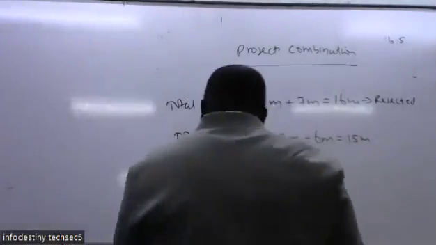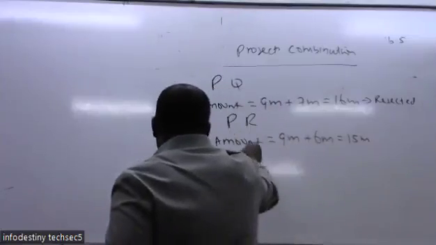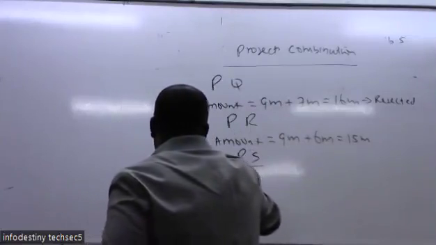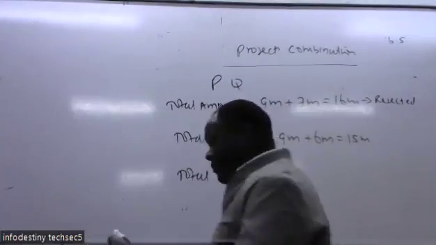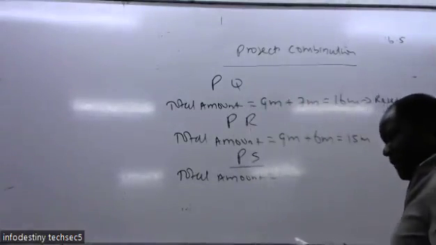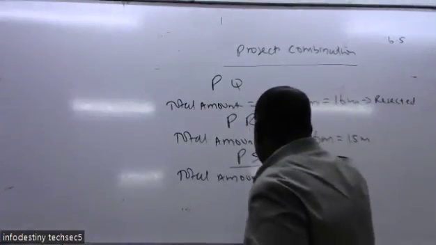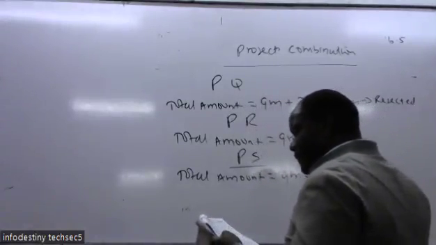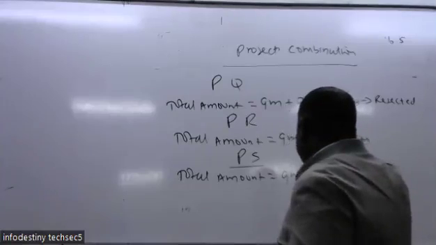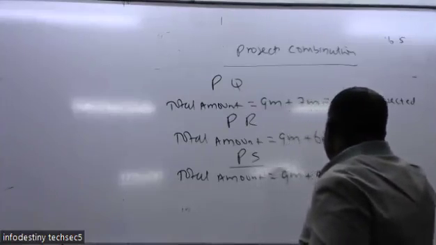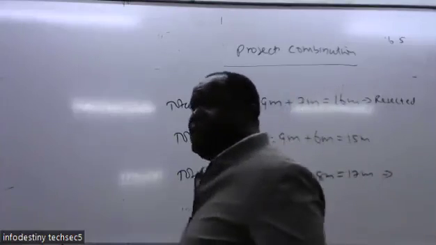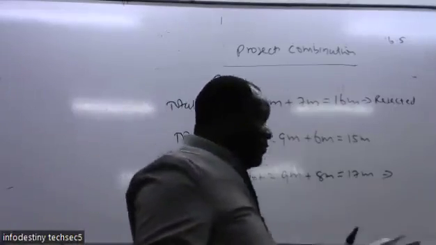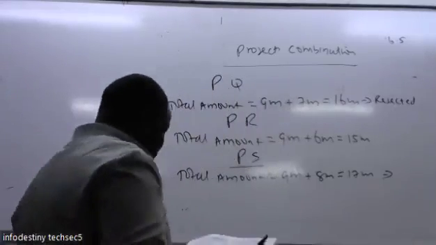The next pairing is PS. Total amount for PS: 9 plus 8, which is 17. That one we reject. The next one is supposed to be QR.